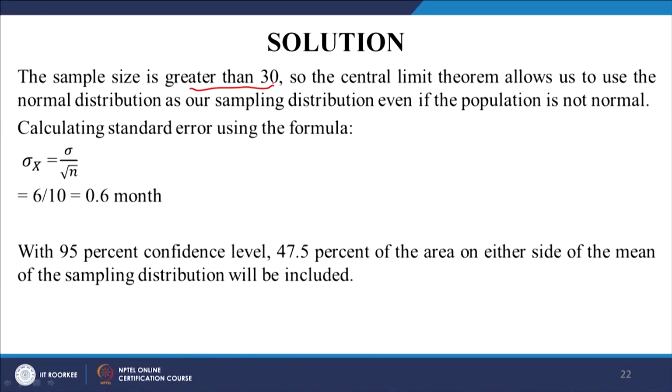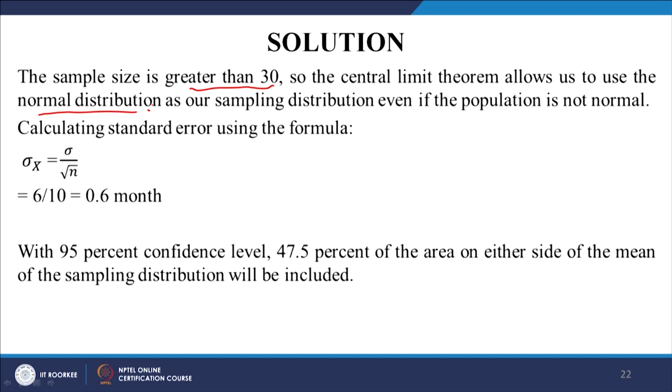The sample size is greater than 30. First you have to see whether the sample size is less than 30 or greater than 30. If it is less than 30, it is a case of the t test or t distribution. If it is greater than 30, it is a case of the z distribution. So since it is greater than 30, the central limit theorem allows us to use the normal distribution. Had it been less than 30, it would not be the same.